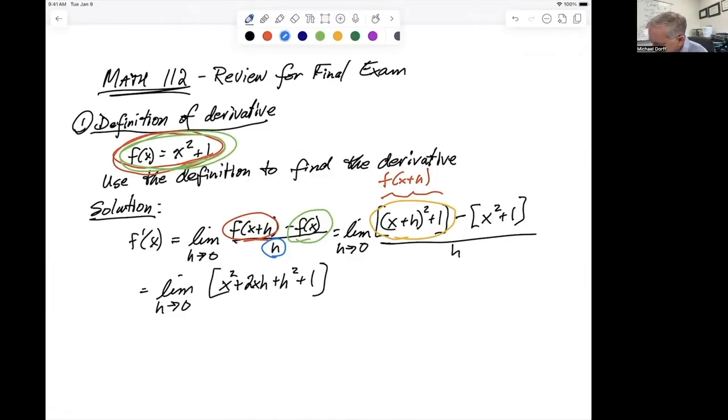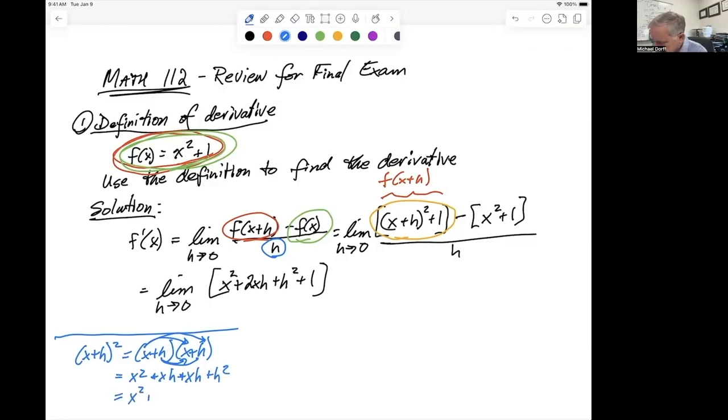So you may ask, where did I get that x squared plus 2xh plus h squared? Well, if I do x plus h squared, that's x plus h times x plus h, and that's going to equal, by the FOIL method, x squared plus xh plus hx, which is the same thing as xh, plus h squared. And the 2 terms in the middle are the same, so I can write 2xh. Okay, so that's where I get that from. And then I'm going to keep writing down my x squared plus 1 here and h.